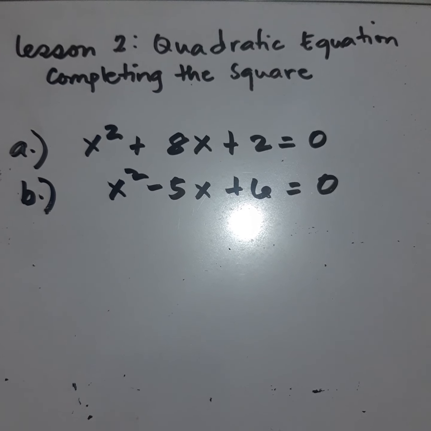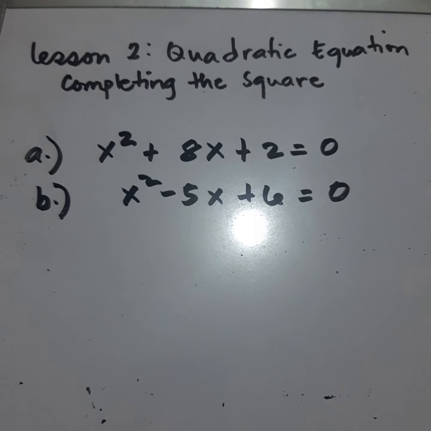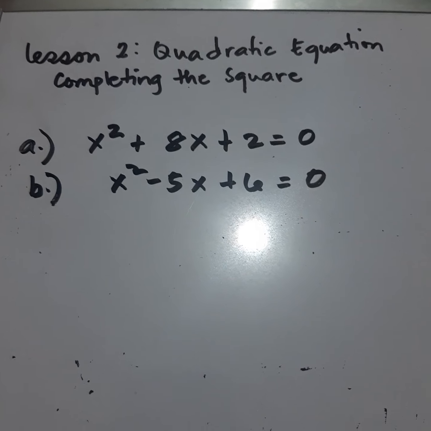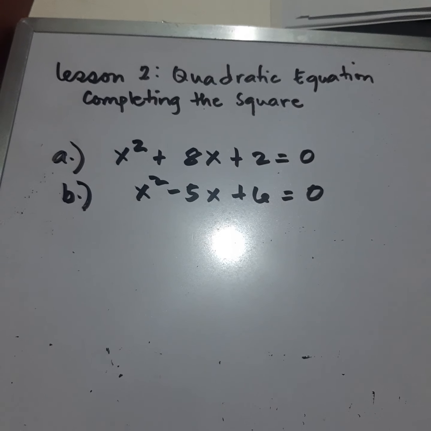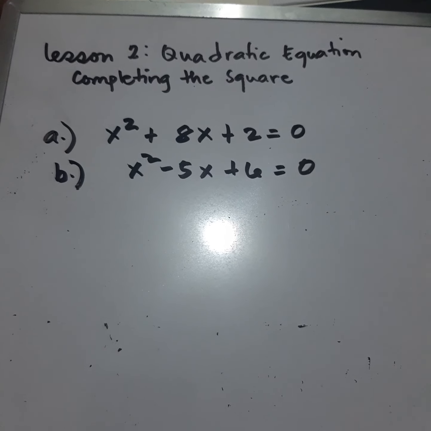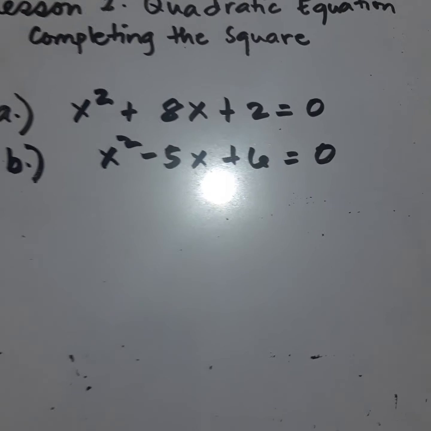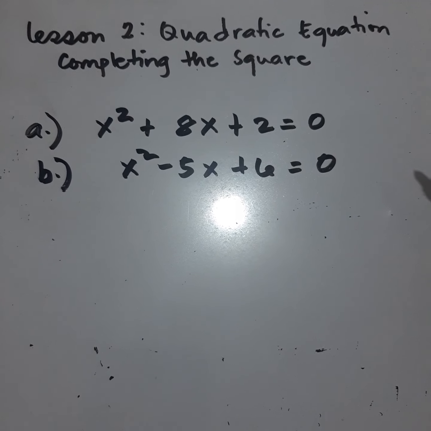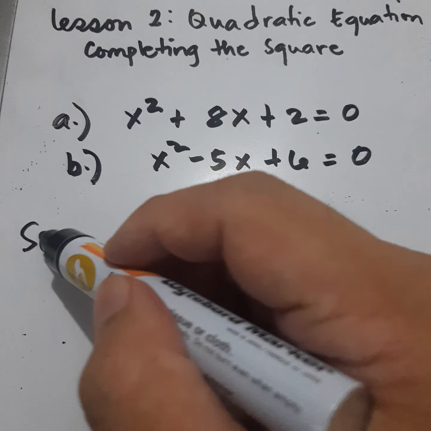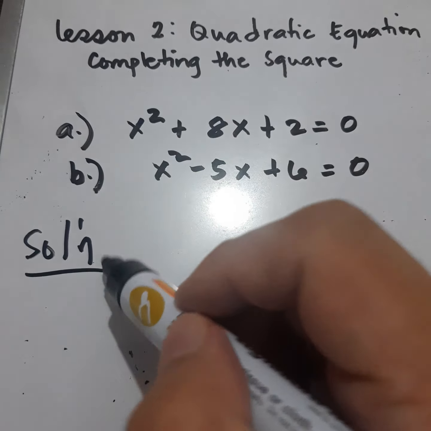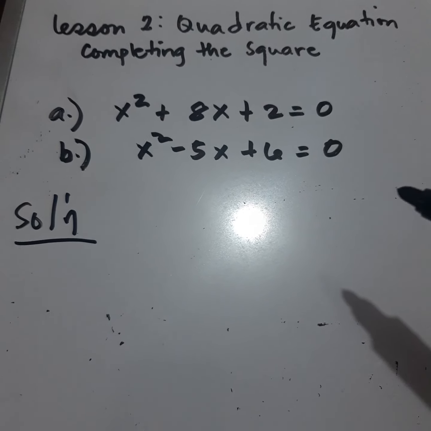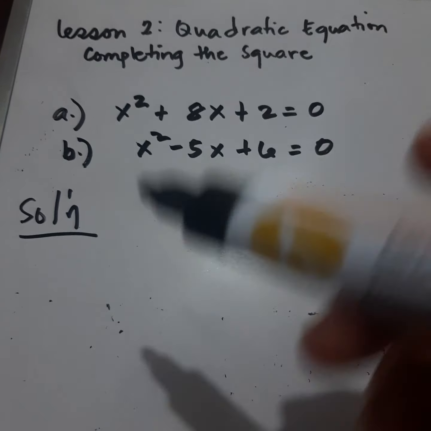Still, this is solving quadratic equations using completing the square, second part. So, ang gagawin natin ngayon, we will try to solve x squared plus 8x plus 2 equals 0, and x squared minus 5x plus 6 equals 0, using completing the square pa rin.